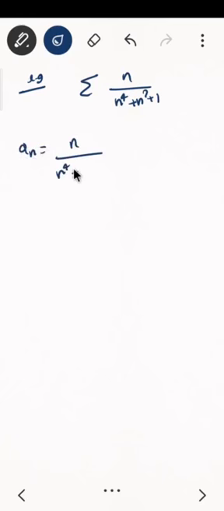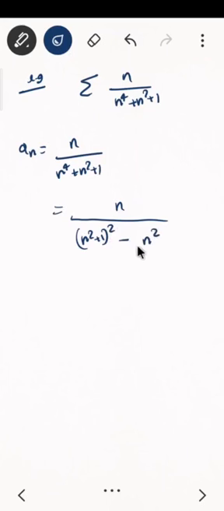The most famous example, that is, summation of n upon n raised to 4 plus n square plus 1. So you need to check whether this series is convergent or not. If you have done something in your polynomials, then you'll see this is a special polynomial. That is, this can be written like this. That is En. This En, that is n upon n raised to 4 plus n square plus 1, can be written like this. This is a special one, that is n square plus 1 the whole square minus n square.